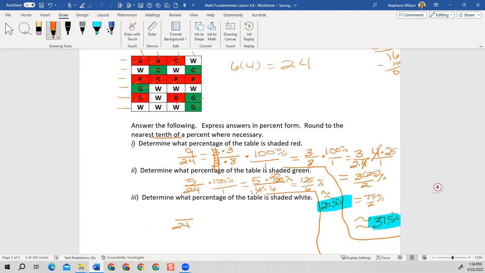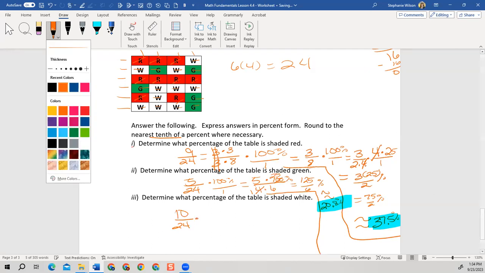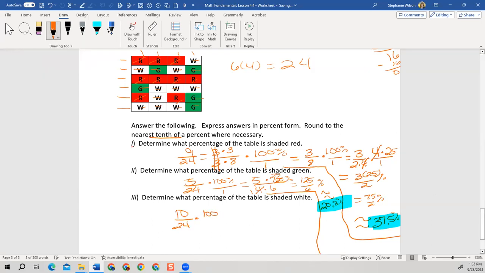And this last one, determine what percentage of the table is shaded white. So I got 1, 2, 3, 4, 5, 6, 7, 8, 9, 10. Oh, and we can multiply by 100%. So you can reduce the 10 and 24 by 2, and then that means we'll have 2 to reduce with the 100, or we can just go ahead and say, we know that 24 is 4 times 6, and I know that 100 is 4 times 25.